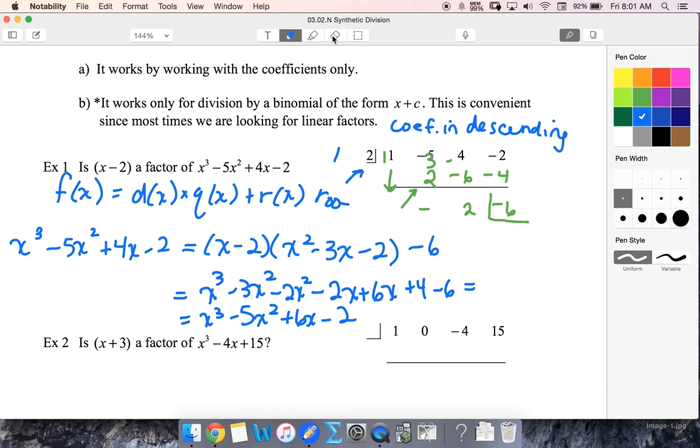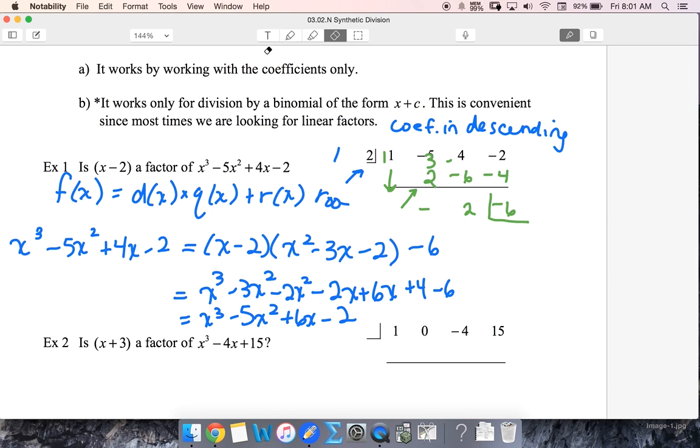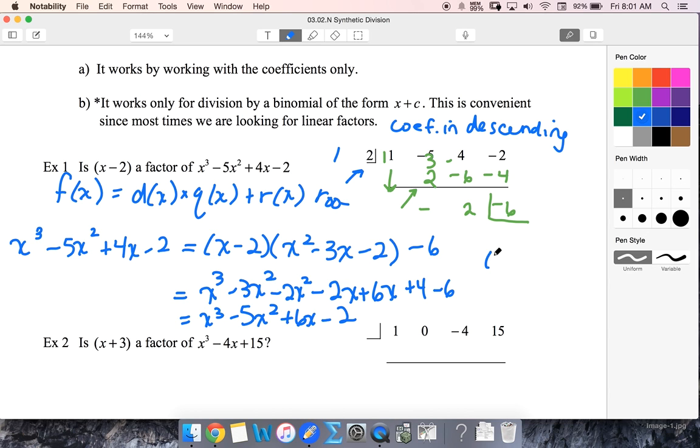So make sure that you answer your question: x minus 2 is not a factor. And come back for the next video and we're going to practice dividing again with synthetic division, because really that's the key of this lesson, is learning how to divide by synthetic division.